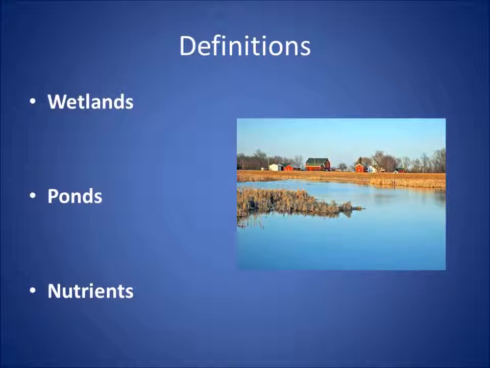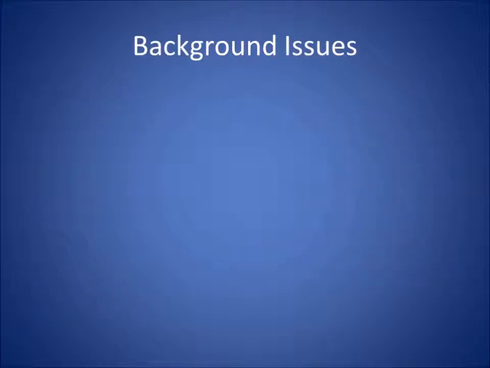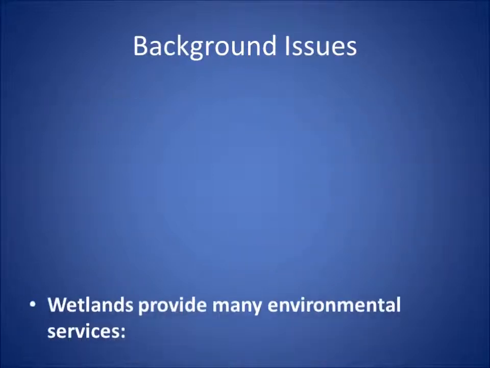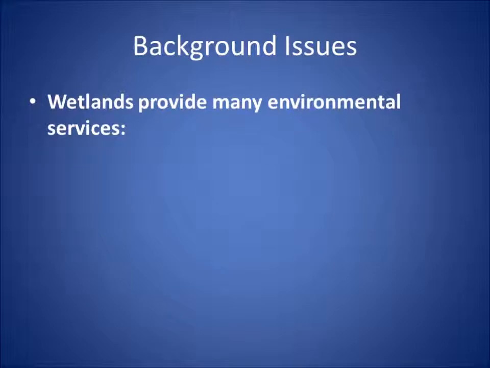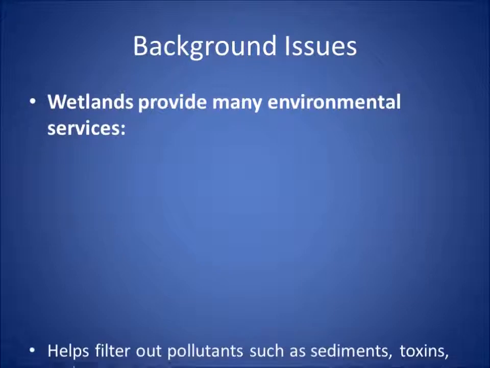Nutrients can be defined by anything that can serve to supplement the growth of vegetation. The most common nutrients are nitrogen and phosphorus. Sources of nutrients include fertilizers, animal waste, runoff, and decaying plant materials.